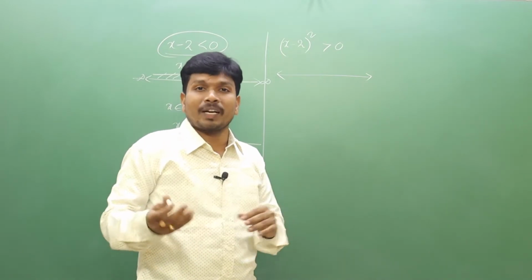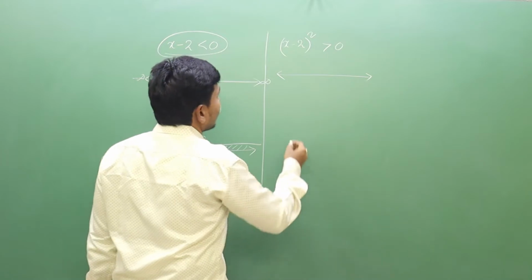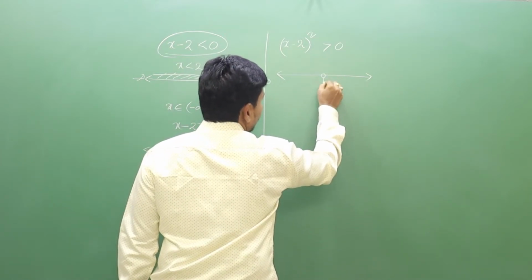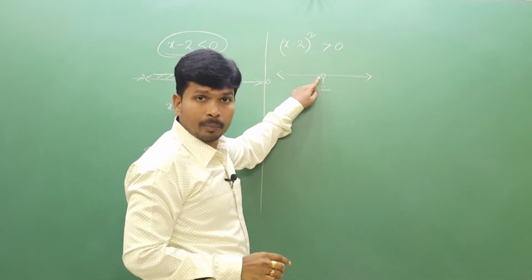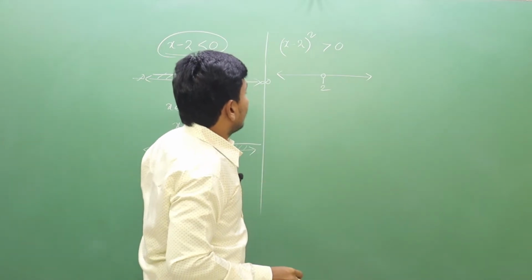Zeros play an important role in it. X minus 2 whole square greater than 0. Now I am taking the zero of this expression, 2. I am taking an open bubble because here the equal to symbol is not there. Okay, right.